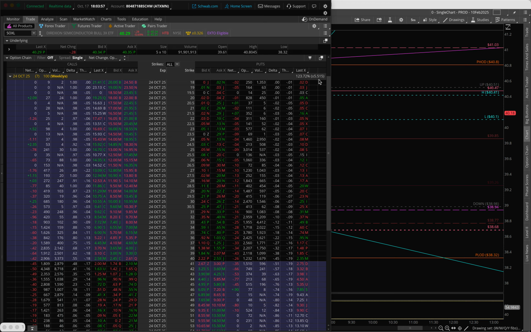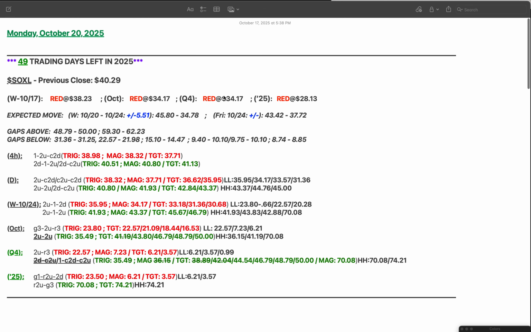So if we take that $5.51 into account and look at today's close price, 40.29, we go to our notes and we see that our expected move once again, it looks like I did $5.51, gives us a range of 45.80 to 34.78. So if we go to $5.52, we'll just make that 81 and 77. All right, so a range of a high of 45.81 and a low of 34.77.